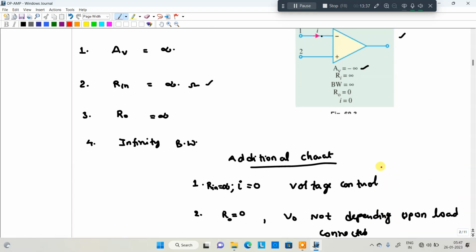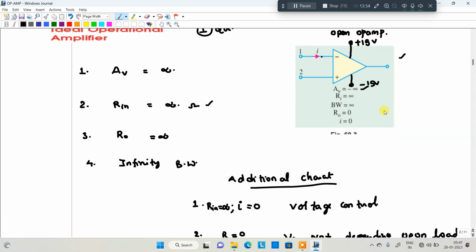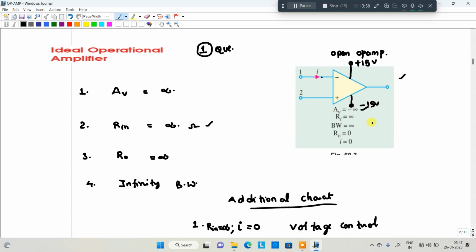Some limitations are there. Even though the gain is infinity, or very high like 10 power 6, some biasing voltage is connected, for example plus 15 and minus 15. That means whenever the input voltage is 1 volt, even though the gain is infinity, the output is limited to plus 15 to minus 15 only.